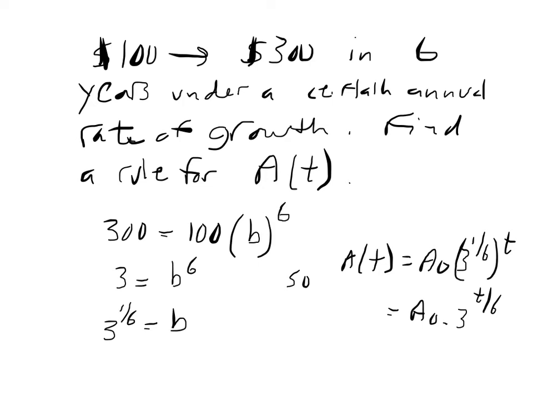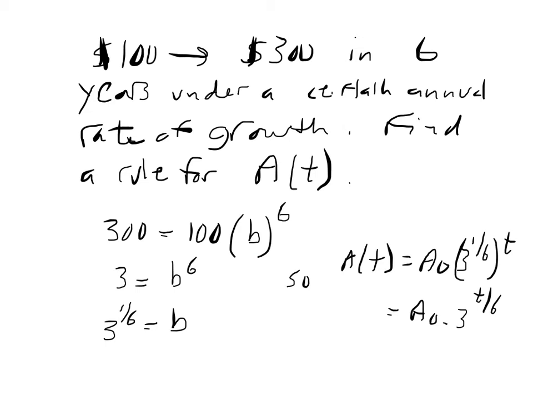So suppose we've got $100, and it triples, going to $300 in 6 years, under a certain annual rate of growth. Suppose I want to find a rule for the amount I've got after time t using my exponential function. Well, I know that 300 equals the amount I started with, 100, times b raised to some exponent. In this case, in 6 years we've gone to 300, so 100b to the sixth.